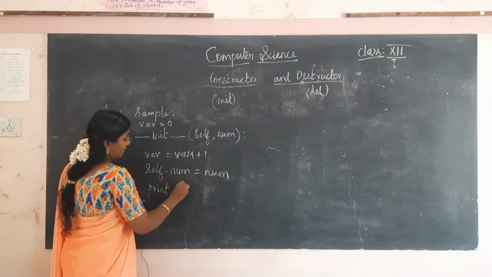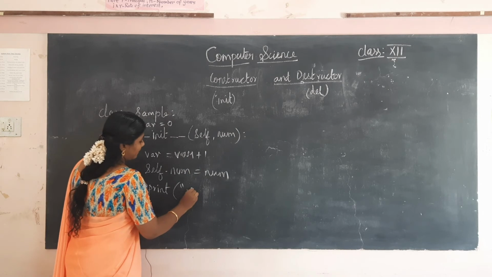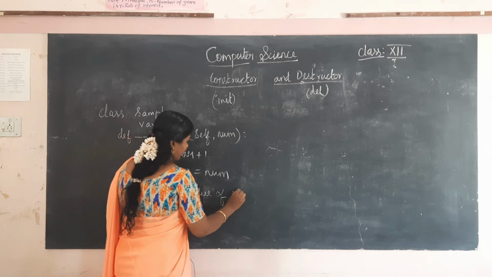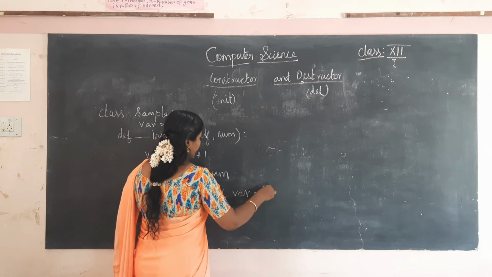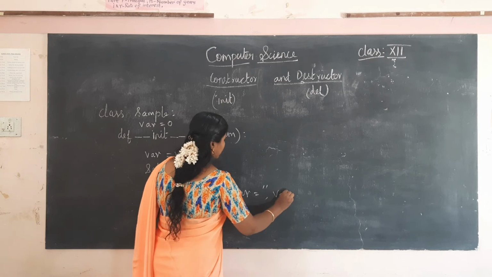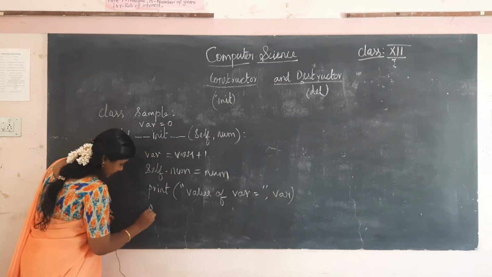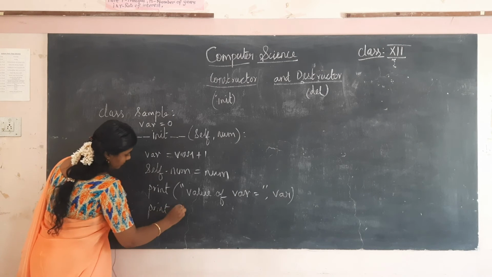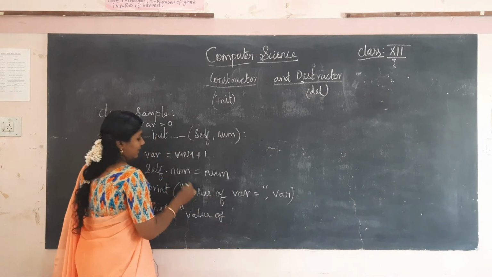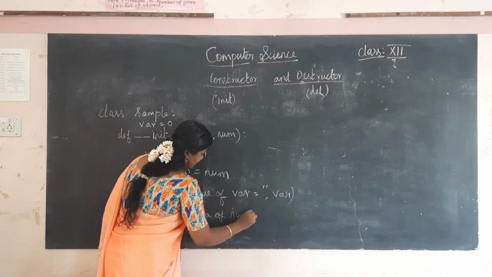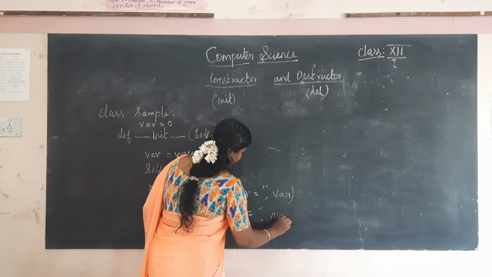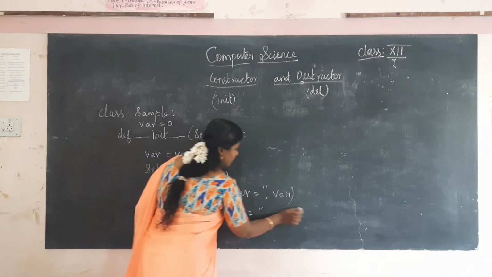So print value of variable is equal to, comma, var, and then print value of num is equal to num or self dot num.